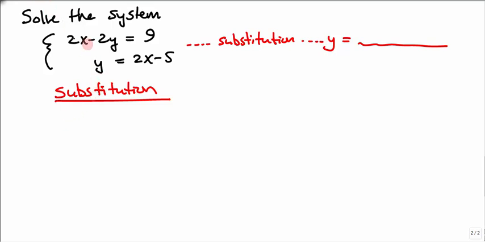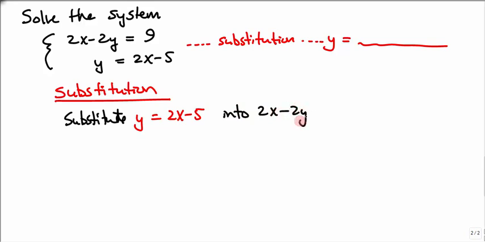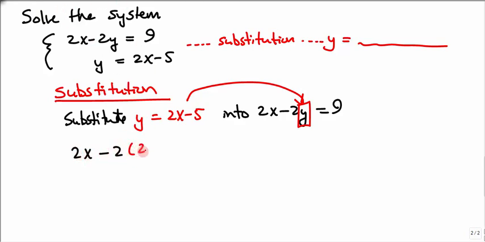So what I do is I want to substitute y = 2x - 5, because it's already solved for y, because you have to solve for a single variable, into 2x - 2y = 9. So this value of y, what I'll do is plug in 2x - 5. So it's going to look like 2x - 2, and then in place of the y, I'll have (2x - 5) = 9.